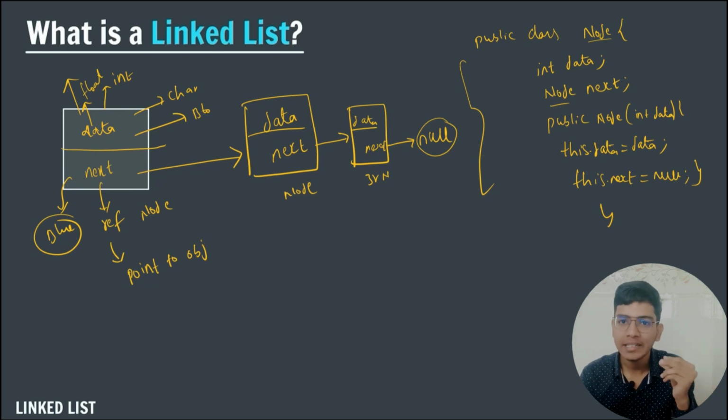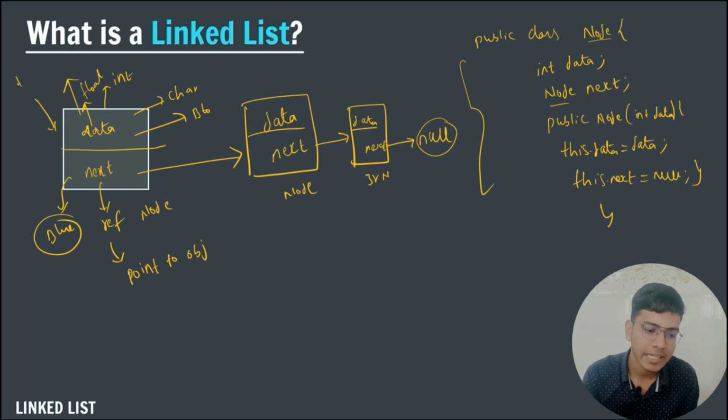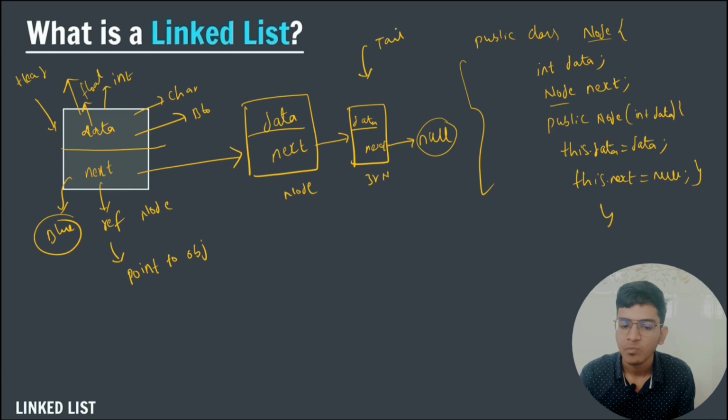By implementing the Node class, I can create my linked list. So let us see, and you have to understand the terminologies here. The first node in our linked list is known as head, and the last node in my linked list is known as tail. The null value is not the tail, but the last node is known as tail. I hope you have understood the terminologies here.